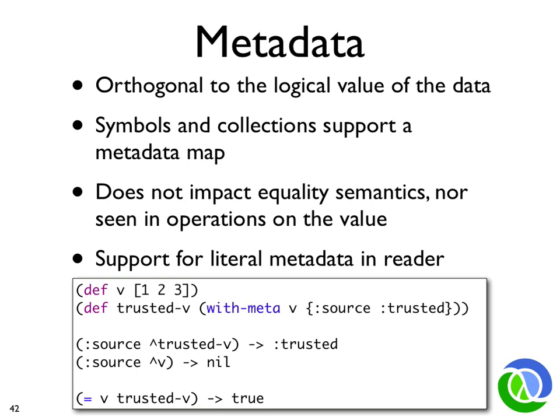Then I can say trusted V is V, same value, right, with this metadata associated to it. So one thing we know about with meta is what? Returning a new value, right? Because this actually can't be the same V. Then we can look. This caret is the same as saying meta of the thing. The metadata of trusted V is trusted. I mean, the source of the trusted V is trusted. The source of this thing, we don't have one. It's great. And caret, yeah, is reader syntax for meta of blah.